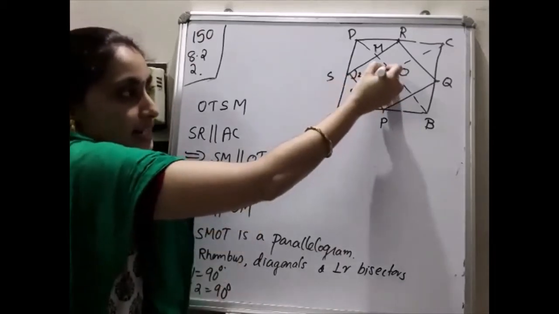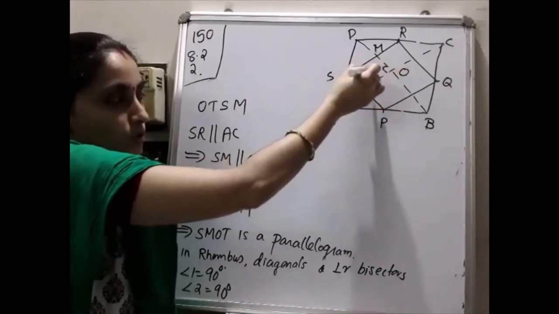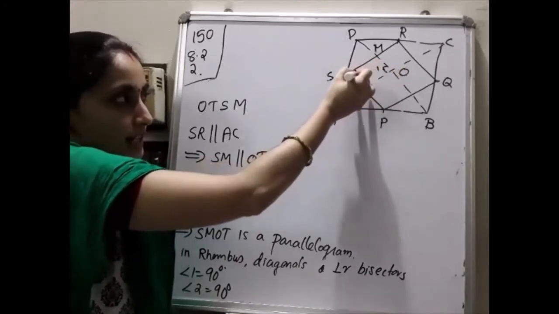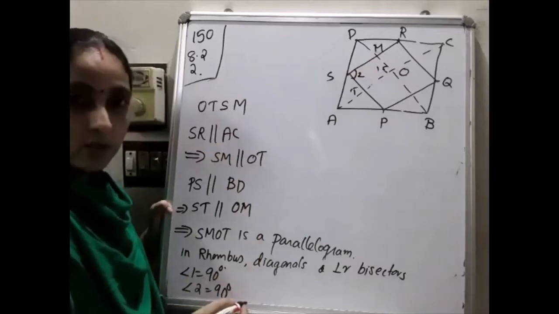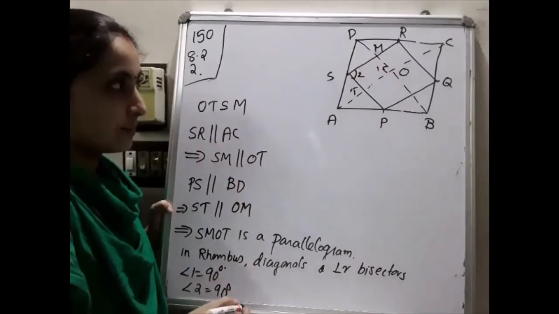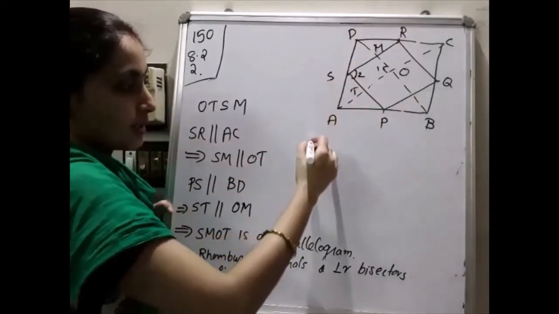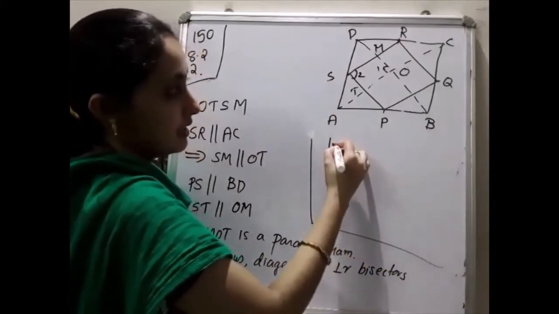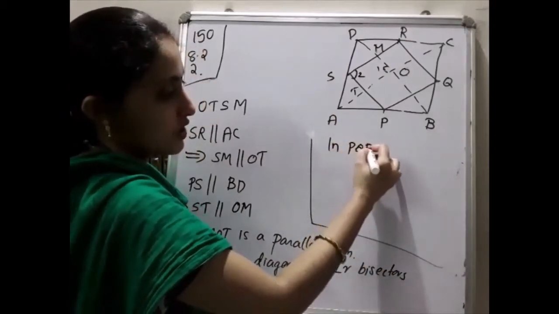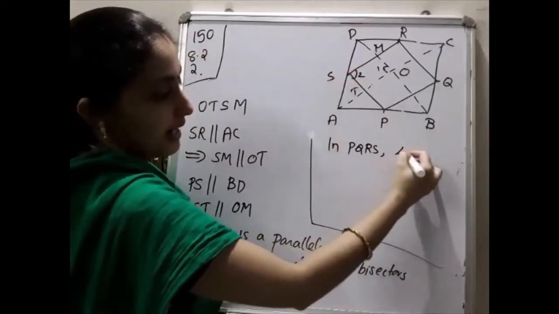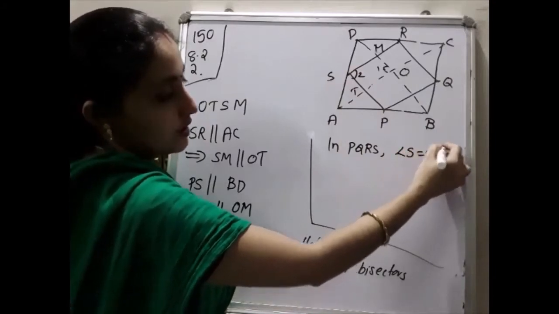So here it is 90 degrees. That means the angle opposite to this angle is angle 2. So angle 2 will be equal to 90 degrees. So what we can say? While considering the big square, that is PQRS, which angle should be equal to 90 degrees? Angle S is equal to 90 degrees.